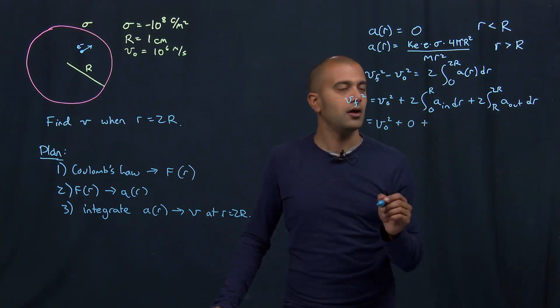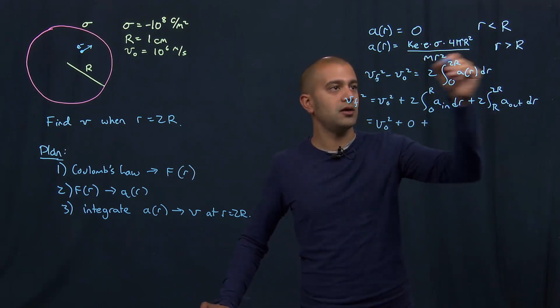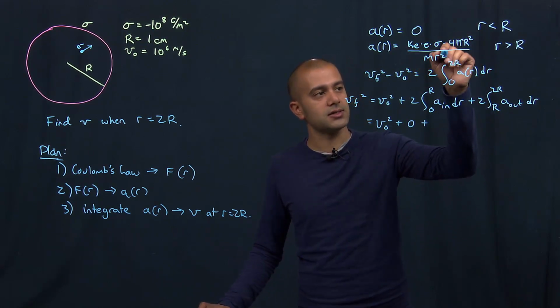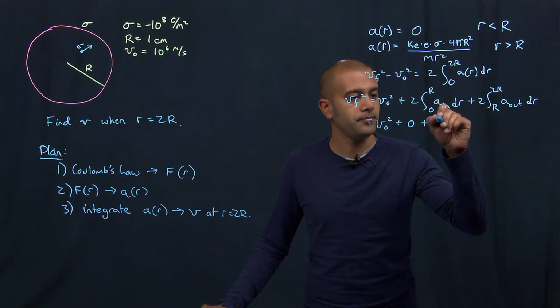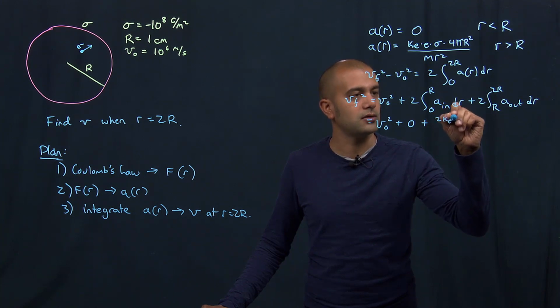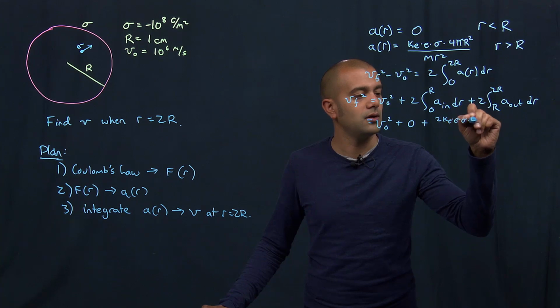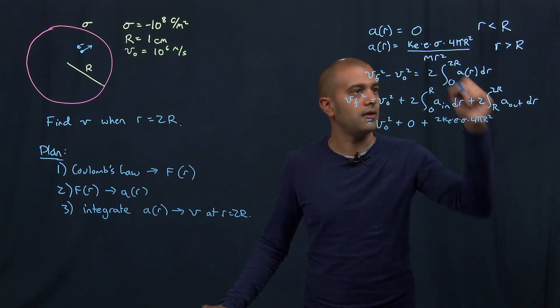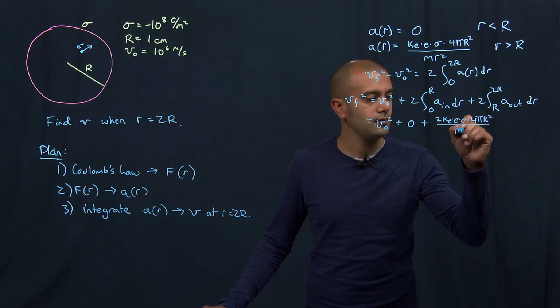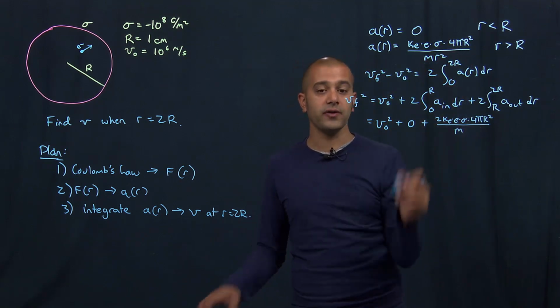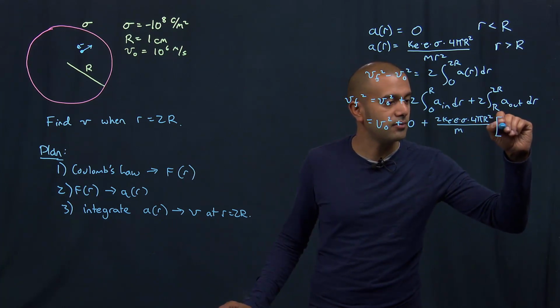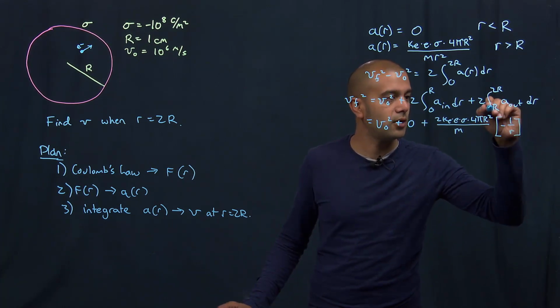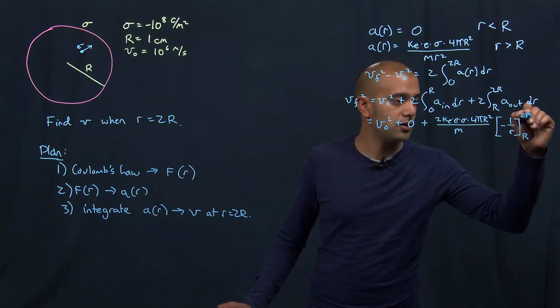Now plugging in each of these formulas one by one, the first part obviously just gives 0 because I'm integrating 0. And then the second part, I'm going to have 2 times this guy integrated. Everything here is a constant except for the 1 over r squared portion right here. So 2 times k_e times e sigma 4 pi R squared. And then the m is also a constant. And you're going to be integrating 1 over r squared. The integral of 1 over r squared is minus 1 over r. So you're just going to have minus 1 over r evaluated from R to 2 times big R.